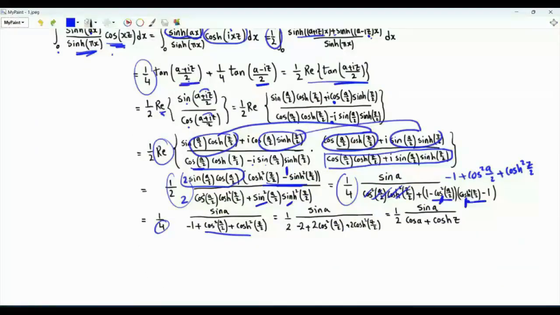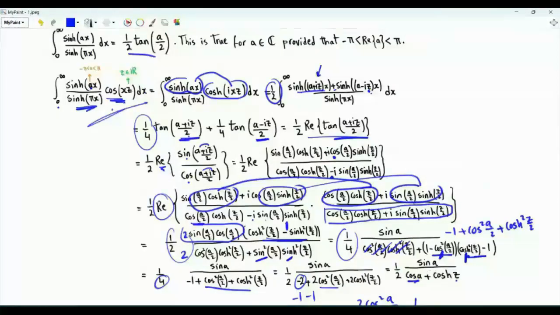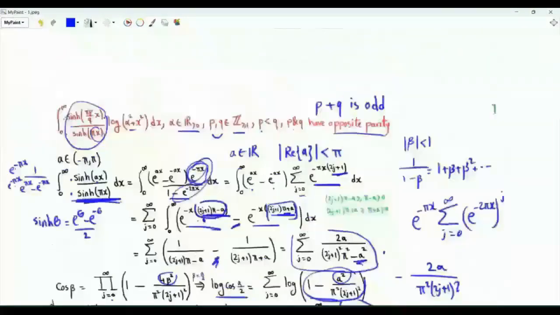Split this 4 into 2 times 2 and multiply the terms in the denominator by 2. We can think of this -2 as -1 minus 1. 2 cosine squared of A over 2 minus 1, that's cosine A. And 2 hyperbolic cosine squared of Z over 2 minus 1, that's the hyperbolic cosine of Z. This integral here is 1/2 sine A over cosine A plus the hyperbolic cosine of Z. Z is real, A is between minus pi and pi, and this is consistent with our integral of interest. Note that this hyperbolic cosine is applied to pi P over Q, and we have this constraint here that P is less than Q. X is multiplied by a positive real number that is strictly less than pi.